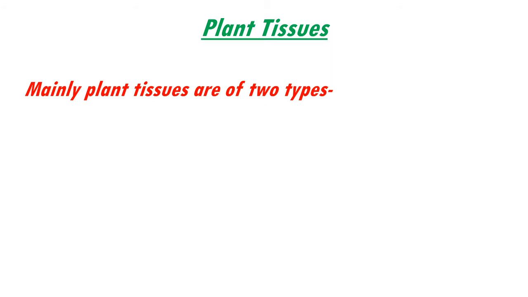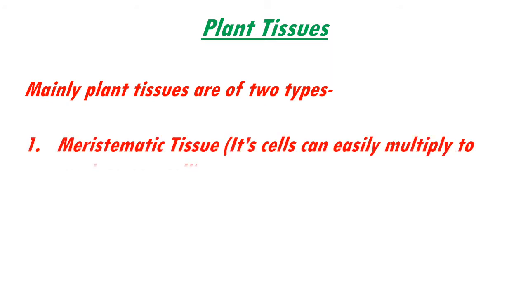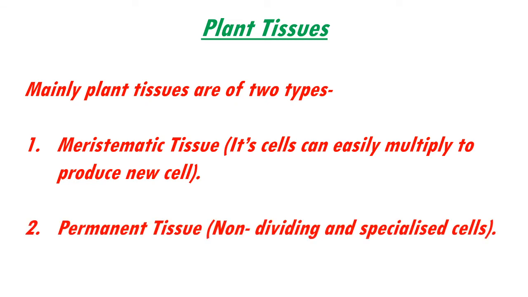Students, as I have explained tissue, now I will explain plant tissues. Mainly plant tissues are of two types: meristematic tissue and permanent tissue. Meristematic tissue cells can easily multiply to produce new cells, whereas permanent tissues have non-dividing and specialized cells.